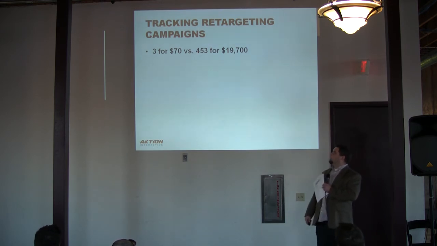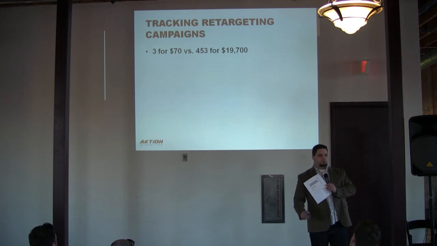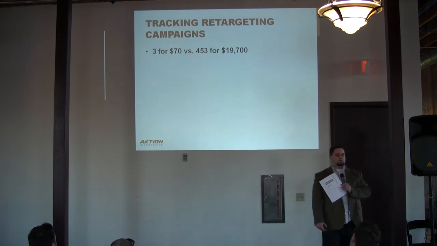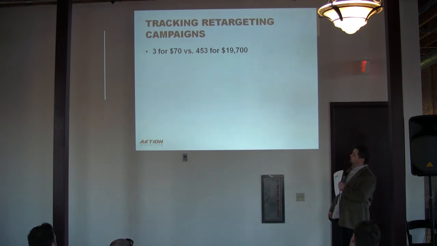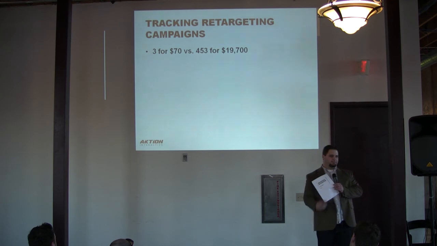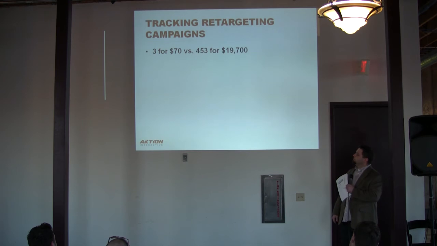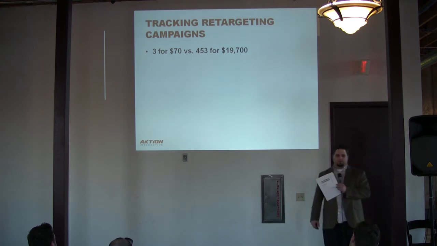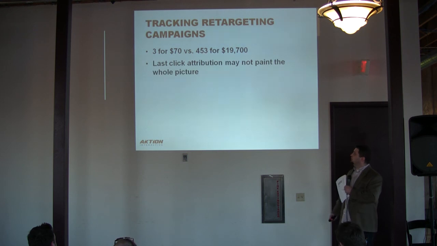So, difficulty in tracking. 3 for $70 versus 453 for $19,700. 3 for $70 for my client is what Google Analytics told me they got through retargeting. 453 for $19,700, that's what my retargeting partner told me they got. The client was really hoping that they were right and I was wrong. But at the end of the day, the 3 for $70 was a lot closer to what had actually come through from it. The big thing is last click attribution.